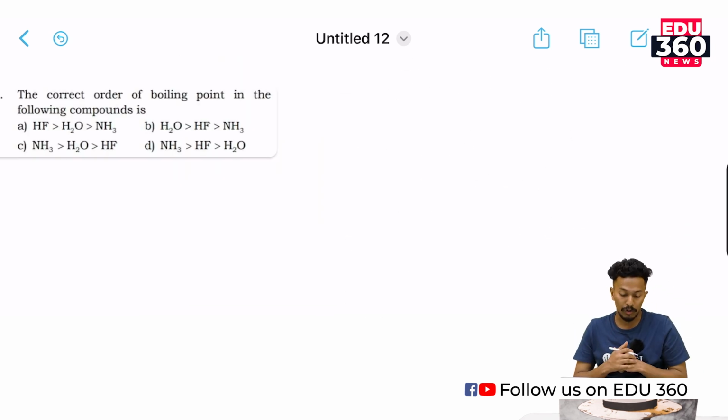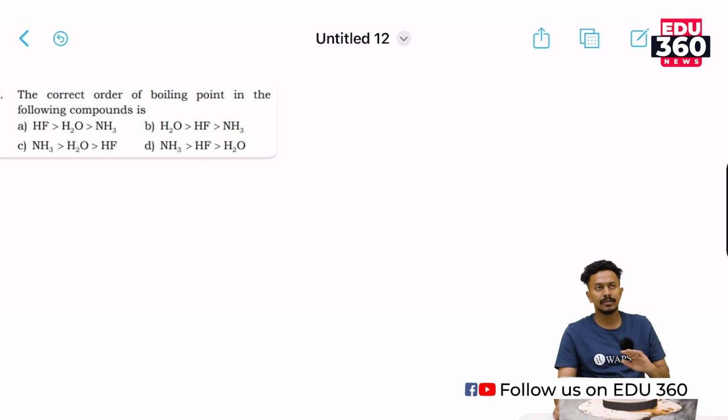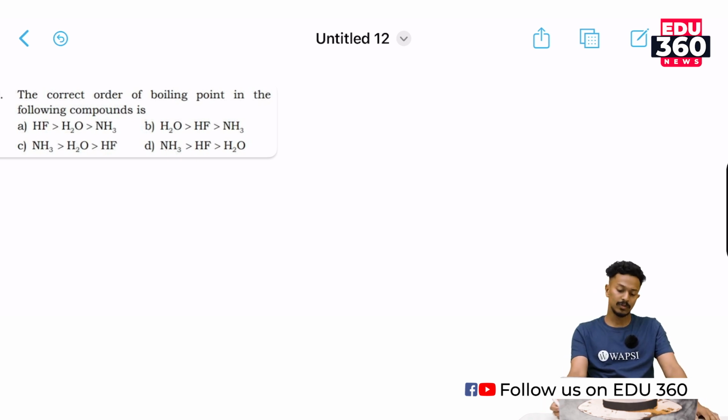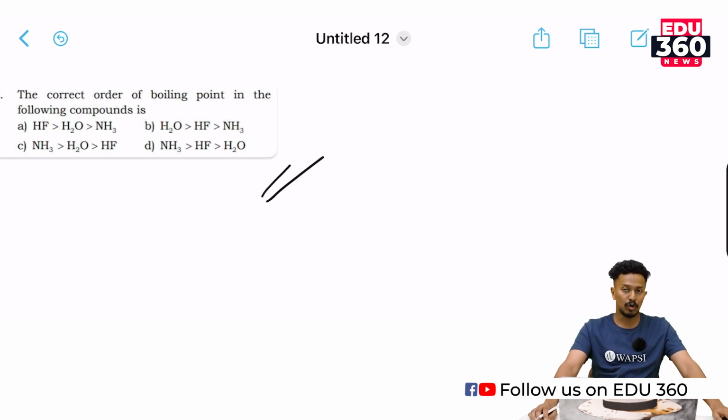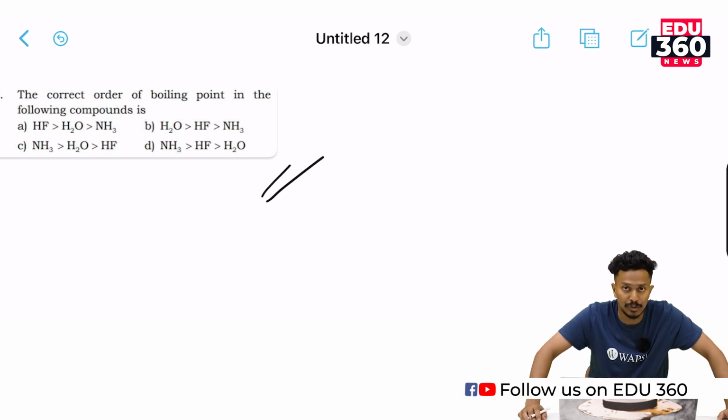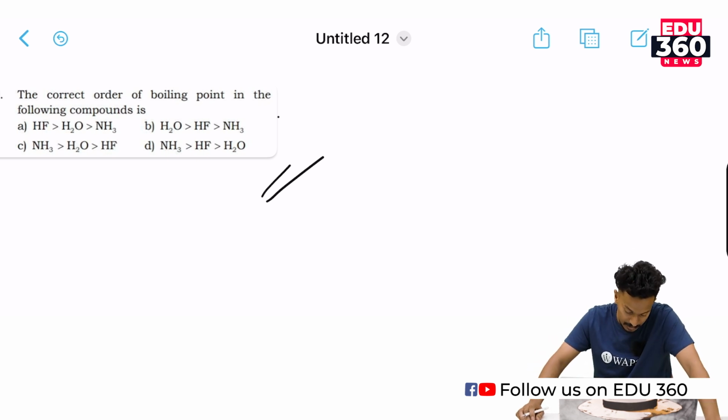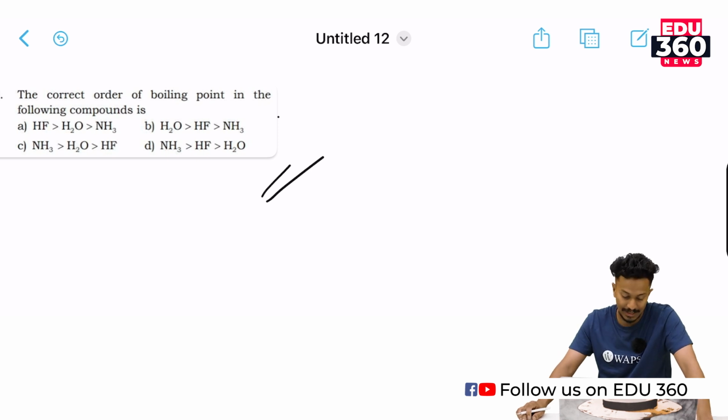The correct order of the boiling point in the following compounds. How could we explain the boiling point in such compounds? Well, a boiling point is a certain temperature at which we could break the bonds in the compound. So we could say that H2O contains hydrogen bonding, so a much higher temperature is needed to break such bonds. So H2O has the highest boiling point. Moving on to HF and NH3.